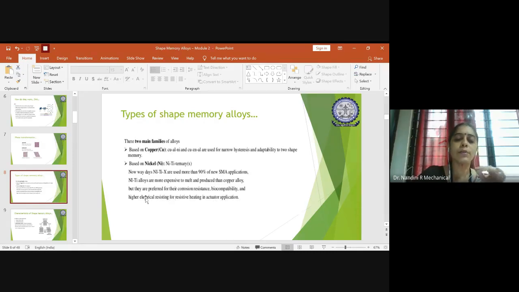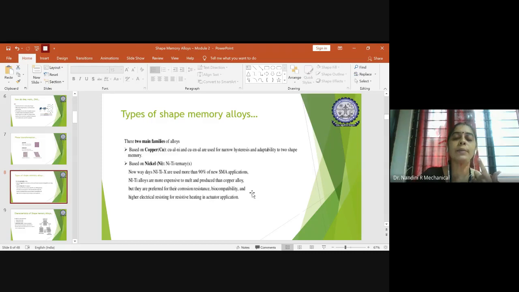So depending upon the property or the application you need, you can use these nickel based alloys not only for shape memory applications, even for other applications like actuators. So one thing when we speak about the classification, you have to understand two things. You have two main families of alloys. One is copper based and the other is nickel based. Copper based will show a very narrow hysteresis loop in comparison to the nickel based alloys, right?